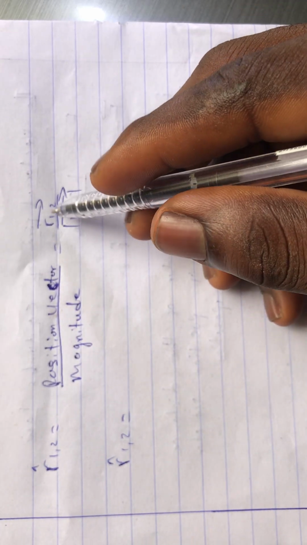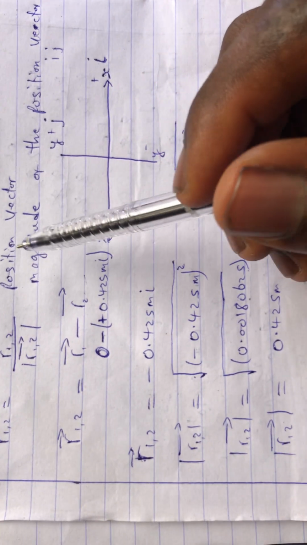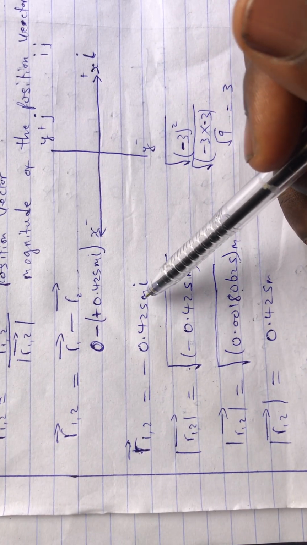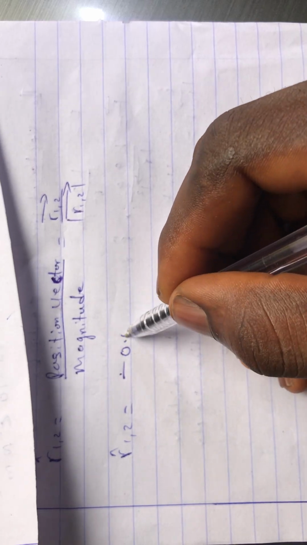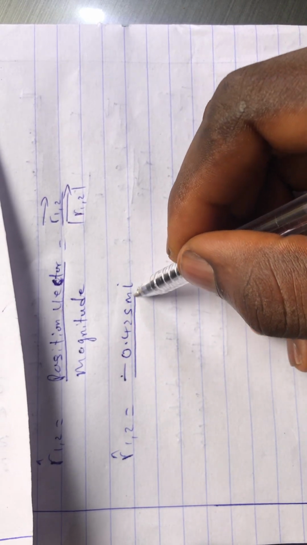What do we get as our position vector here? Look at it in here. This is what we got for our position vector: minus 0.425 meters i. So we are going to put here minus 0.425 meters i divided by our magnitude.